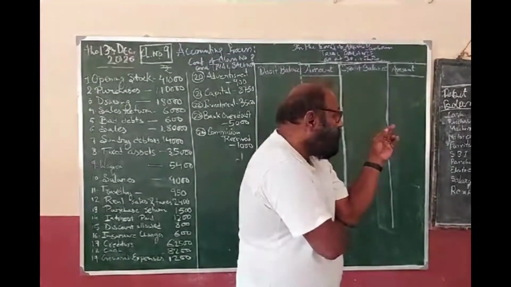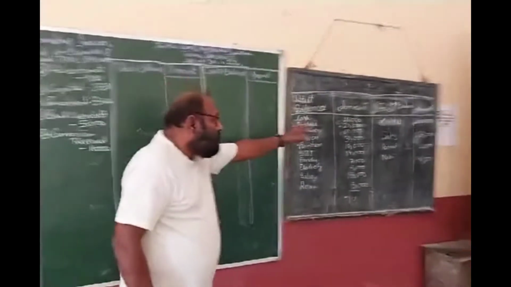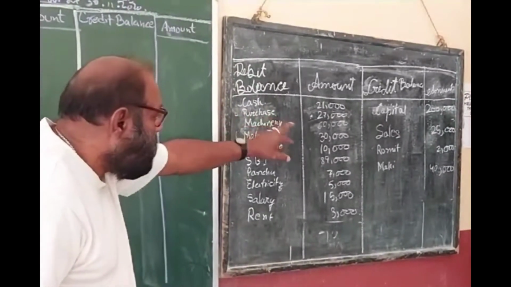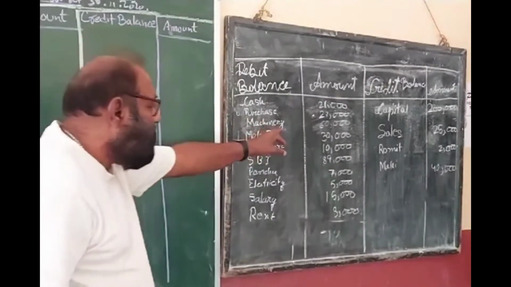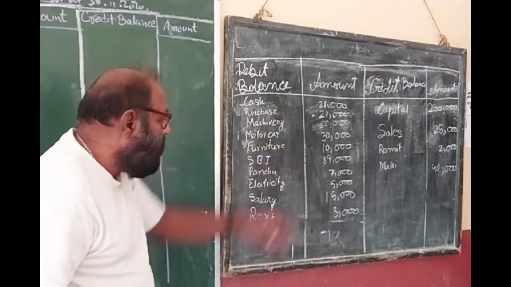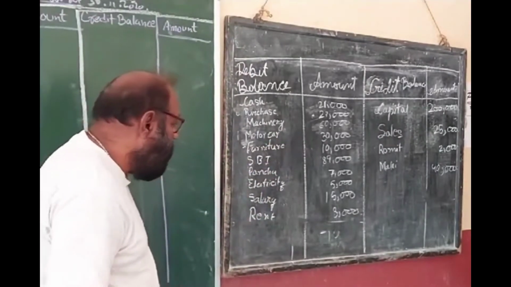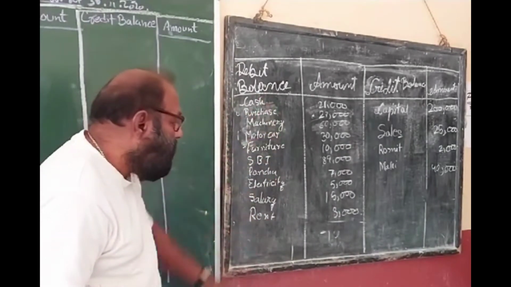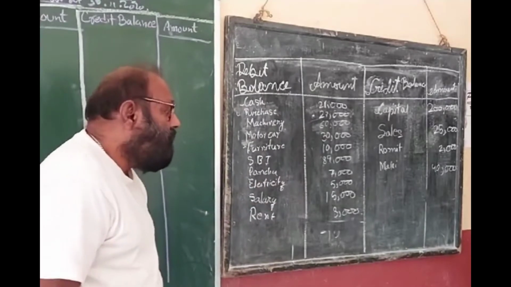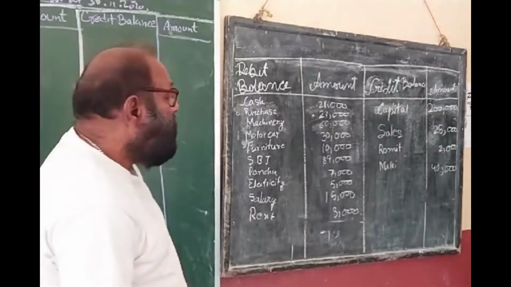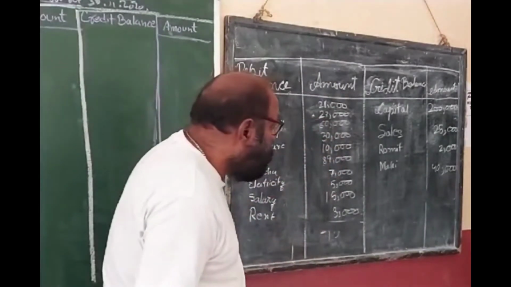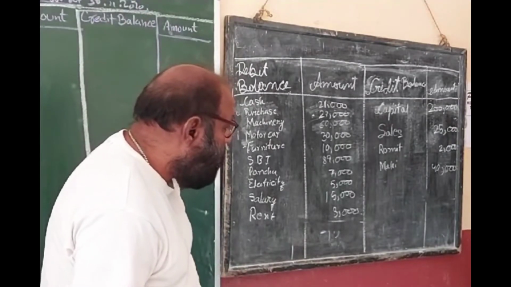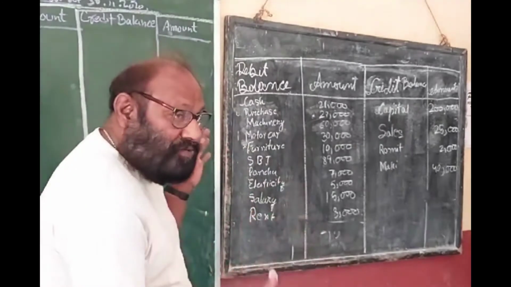The accounts and the balances are: cash 21,000 debit balance, purchase debit balance 27,000, machinery debit balance 60,000, motor car 30,000 debit balance, furniture debit balance 10,000. SBI, Machu, electricity, salary and rent are all debit balances with their respective amounts. And we have also got some credit balances: capital of rupees 2 lakhs, sales rupees 25,000, Romit 2,000, and Mr. Mahi 40,000. So these are the balances we have got.